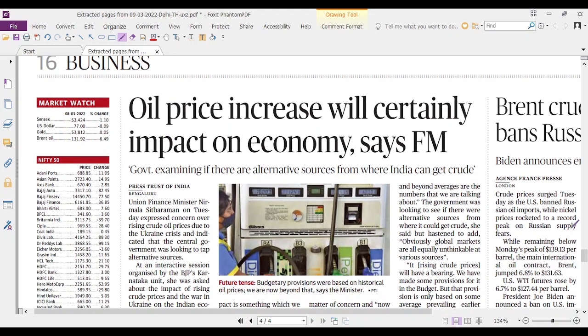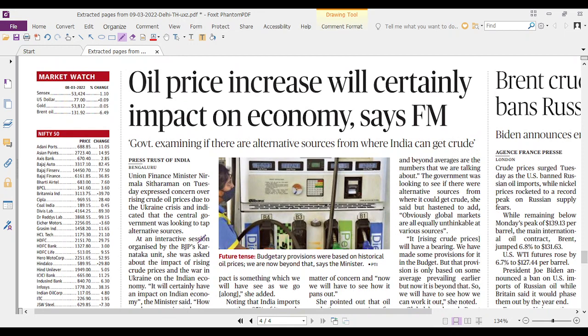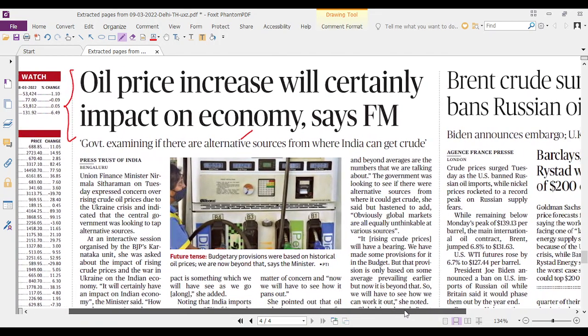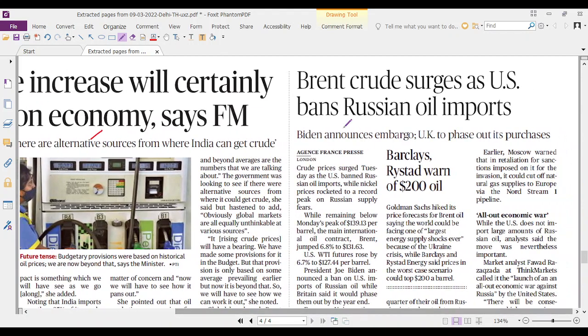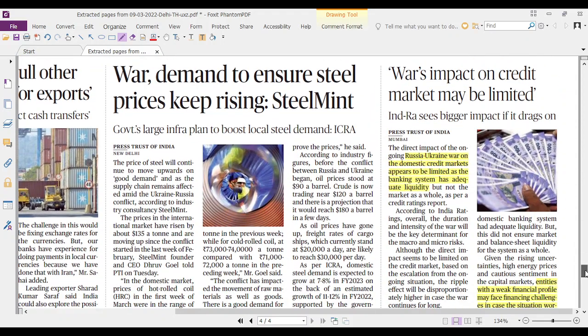In the business page, once we have understood the concept, we need not go through all the news details. Here we just need to read the headlines and see that oil price increase will affect the economy. We have discussed in the editorial how oil prices would impact the economy, what the government has to do and what the position of the government is. Again, same with this article, we just need to read the headlines now and move forward. Because of war, steel prices might keep increasing in the future. Again, we need not go through the numbers and all the details related to that. We just need to read the headlines, understand the concept and go on.